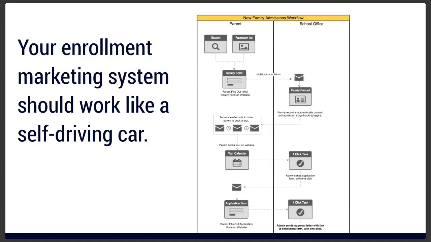So what we're looking at here is what we call a funnel. This is an example of an enrollment marketing system that's completely automated, and I just want to be very clear, this does not get built overnight, for sure not, but this is what every single school should have. This is a system where at the very top, you've got two laneways here, right? On the left side is a parent, and on the right side is the school administration. At the very top, if you take a look, you've got search and Facebook. These are the traffic sources. That's the very, very top of the funnel.